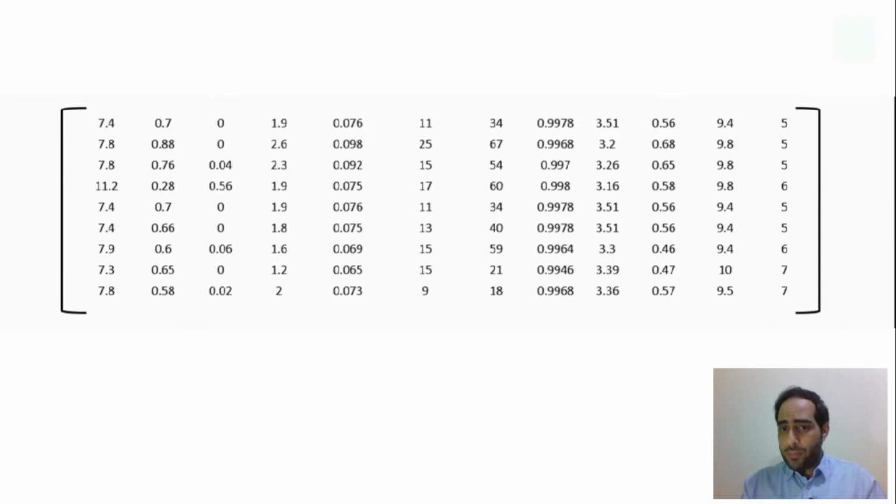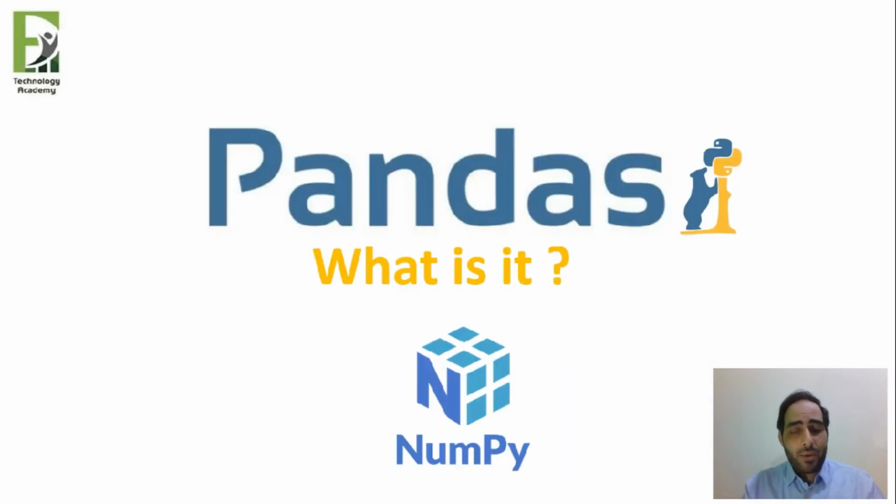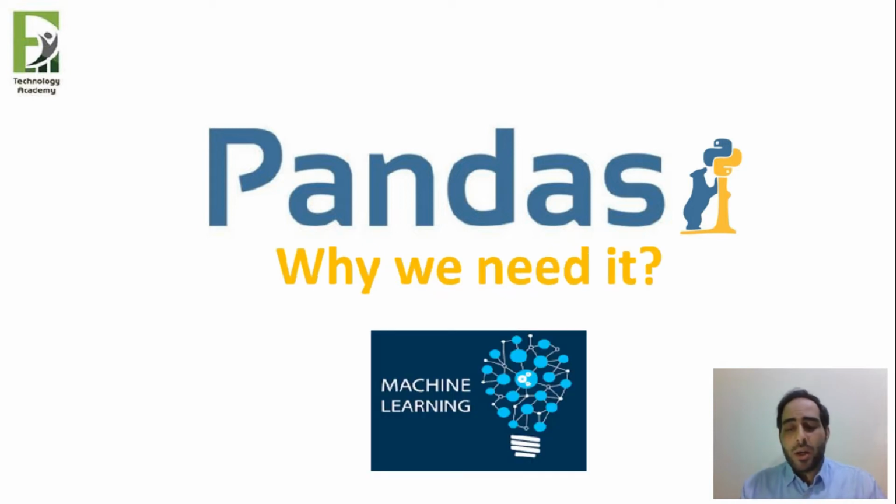And on top of NumPy, they have created another library to do data processing, and they have included a lot of useful functions, and they call it Pandas. So when you are using Pandas, you are indirectly using another library, which is NumPy. So why do we need it? We need it if you are doing a machine learning project, because in machine learning, one of the most important steps is data processing.